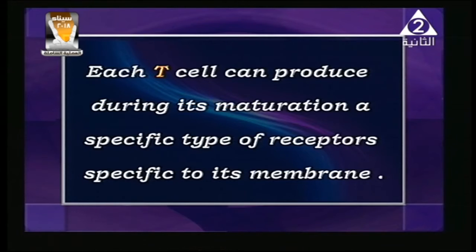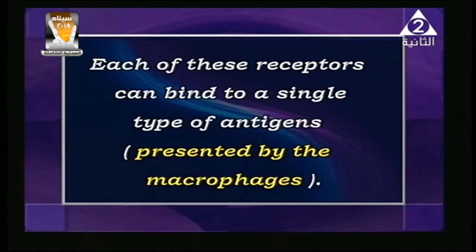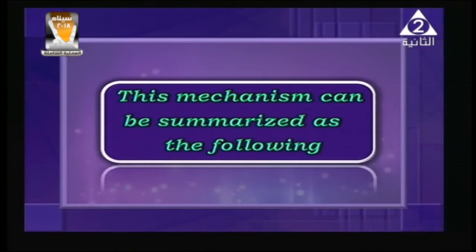Each T cell produces, during its maturation, when they grow more and more, a specific type of receptor on its membrane. Each of these receptors can bind to a single type of antigen, just a single type of antigen, that is presented by the macrophages. These mechanisms can be summarized as the following. Here we have a summary of this mechanism in more than one step.